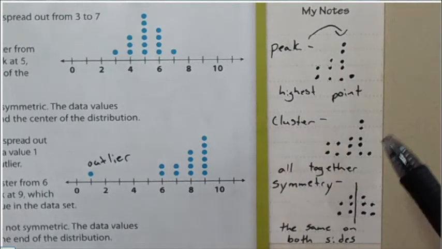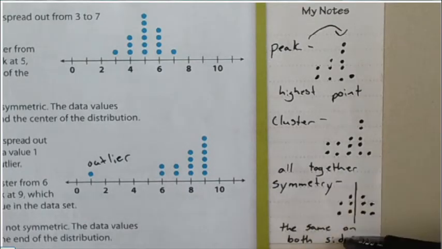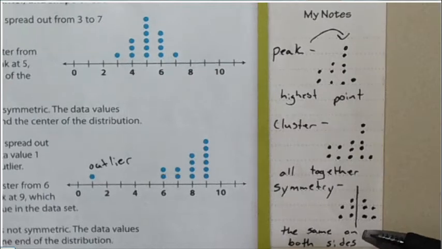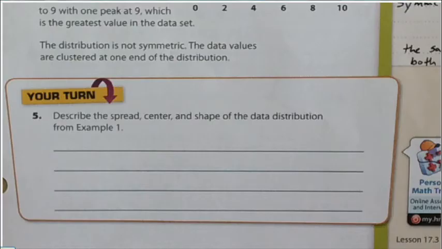And then symmetry, or symmetrical, means that if we cut the data in half, it would be the same on both sides. So go ahead and pause the video and copy that down just so you'll have it as a reference. Okay, number 5 says, your turn. Describe the spread, center, and shape of the data distribution from example 1. So go ahead and pause the video and answer that, please, and then we'll discuss that in class tomorrow.